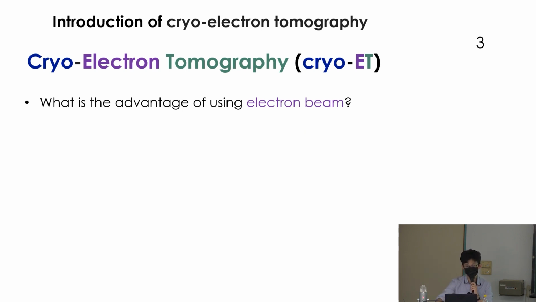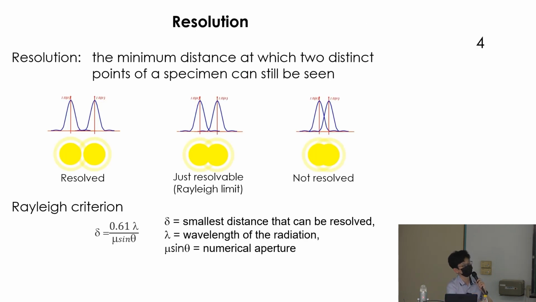So to answer the first question, electron. What is the advantage of using an electron beam? We have to go back to understand how the resolution is determined in any given microscope. So you may know some microscopes have better resolution, can see much more detail, but some are not. What factor determines that? So to answer this question, let's go back to the definition of the resolution.